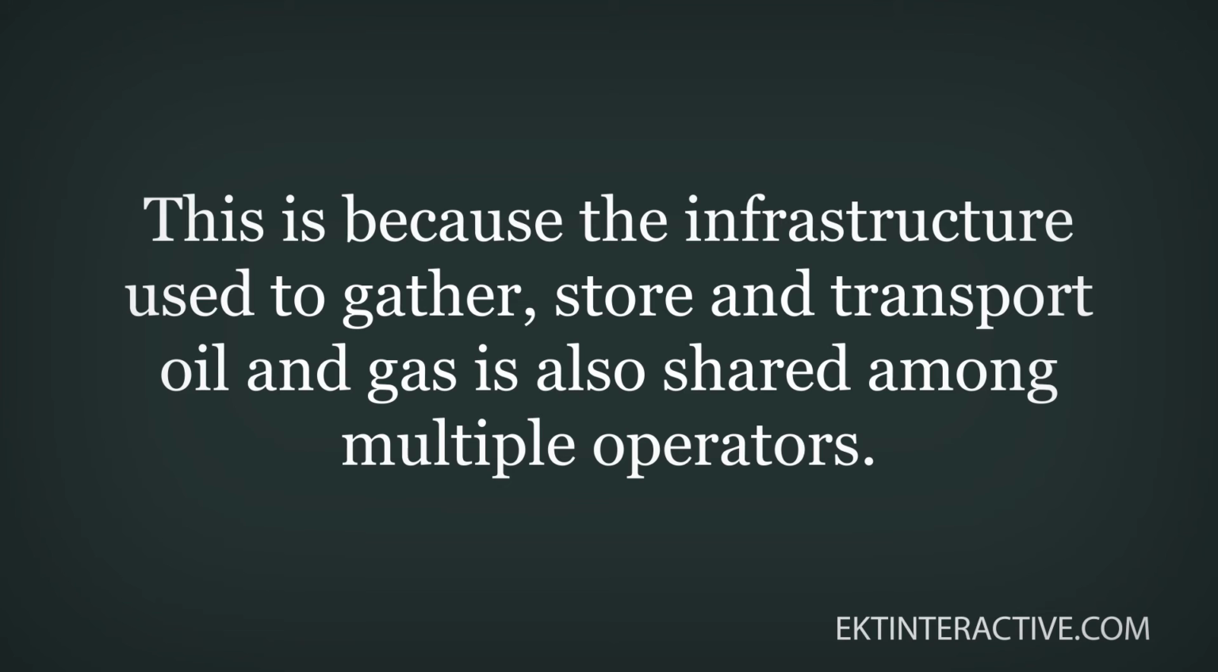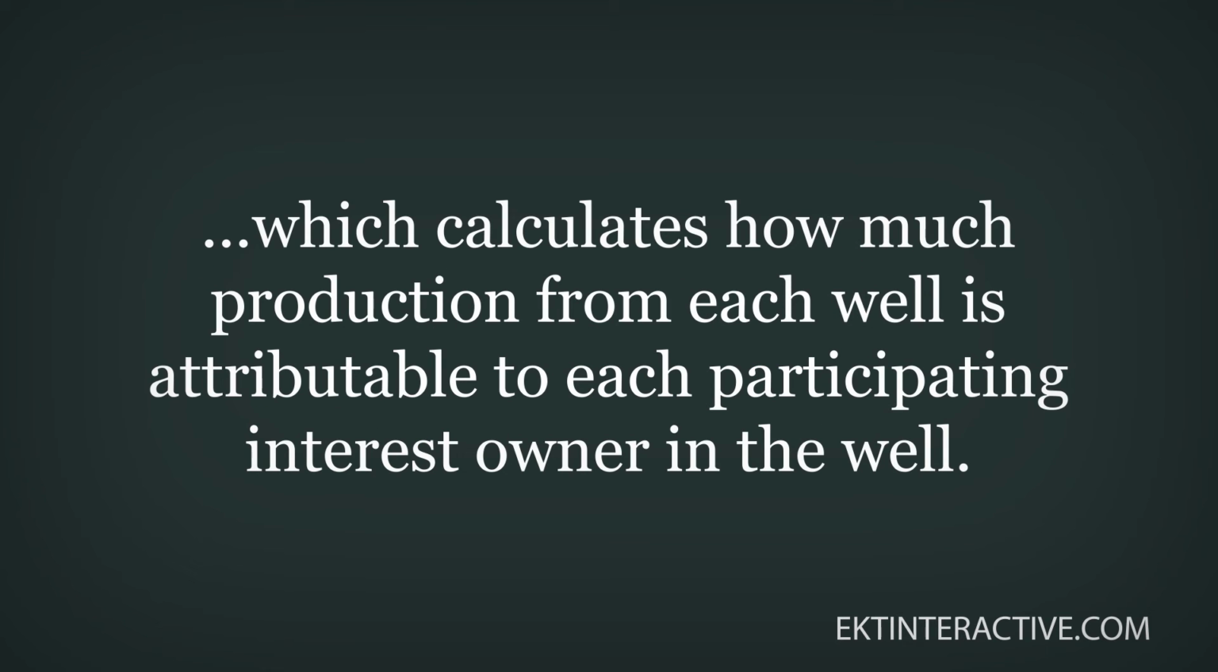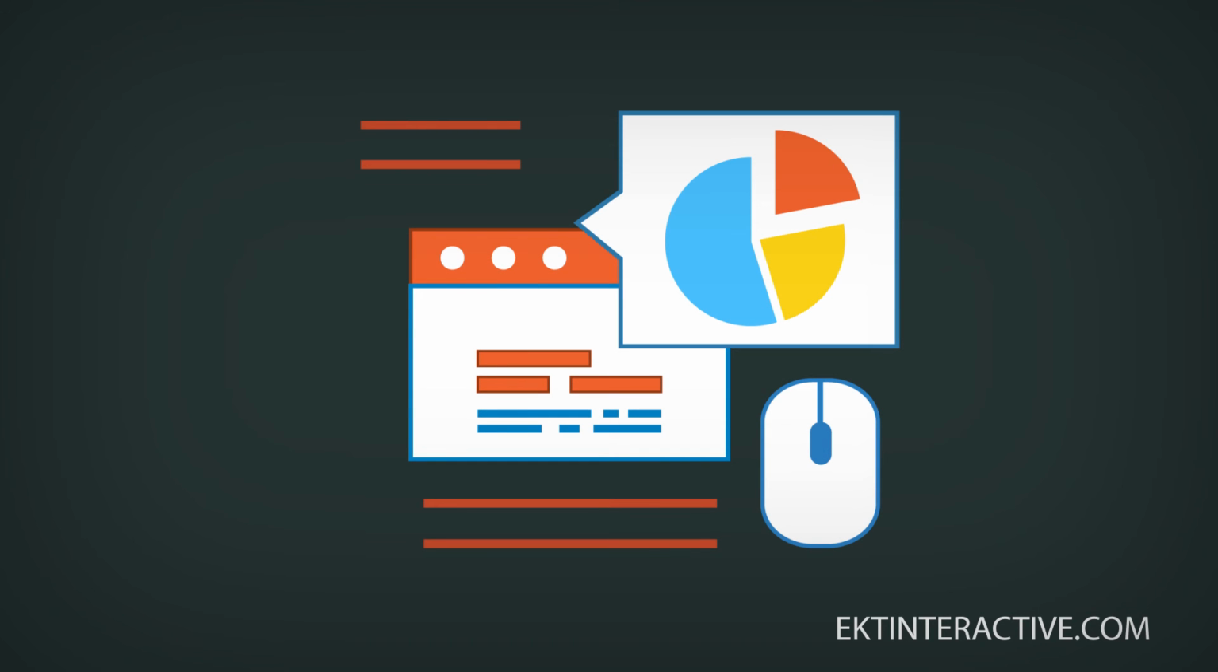This is because the infrastructure used to gather, store, and transport oil and gas is also shared among multiple operators. Typically, the well and/or field operator will maintain a production accounting model which calculates how much production from each well is attributable to each participating interest owner in the well. This model produces a monthly pipeline balancing report that is then sent to each interest owner to get their fair share.